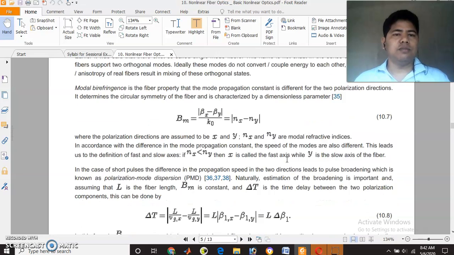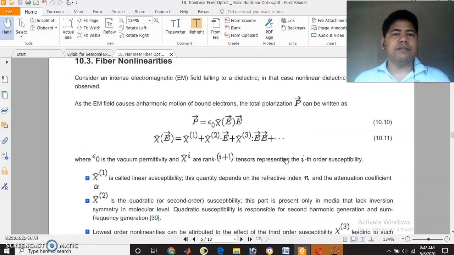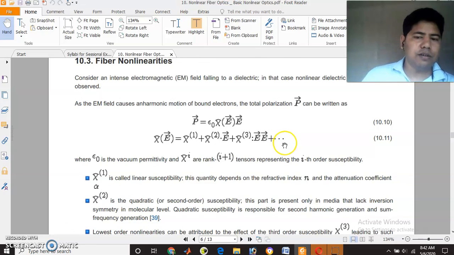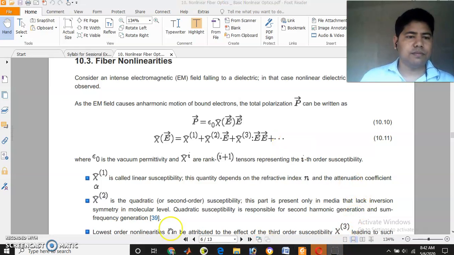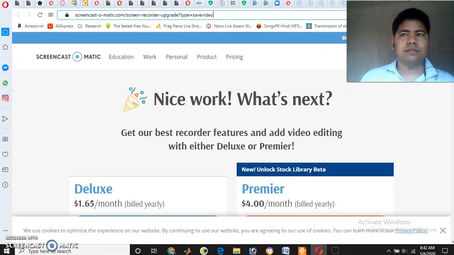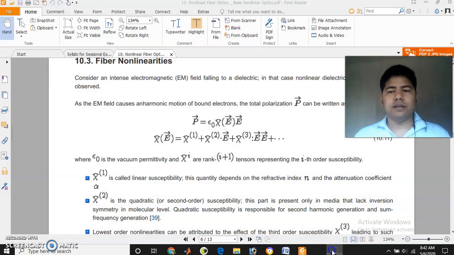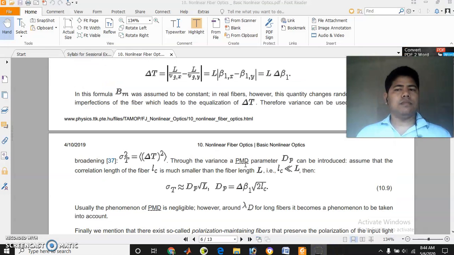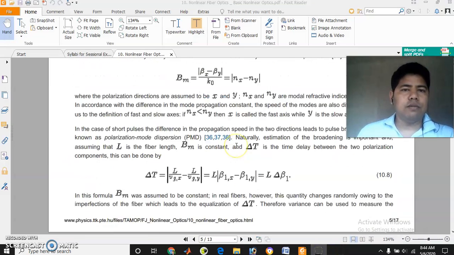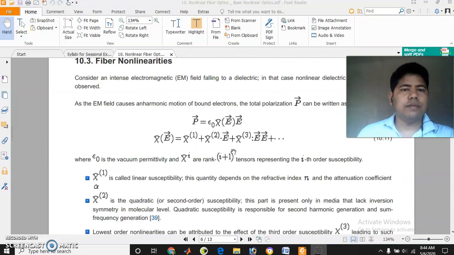We can do it by these four processes. Polarization mode is not required. Fiber non-linearities. Now we are coming to the fiber non-linearities.